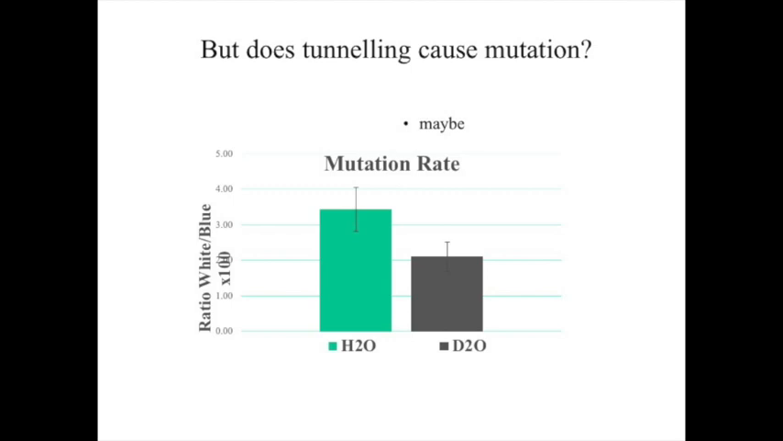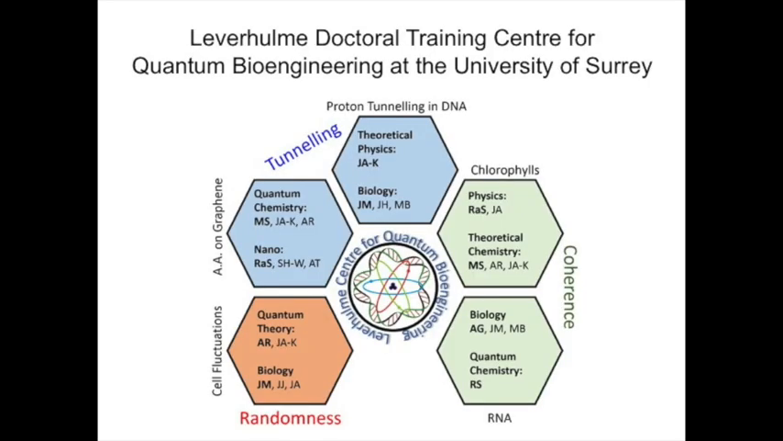I'll just mention one other thing, which may be of interest. We've now established, with funding from the Leverhulme Trust, after doing nothing but chatting over a cup of coffee or a beer over the years, we've finally got some money to do some quantum biology at the University of Surrey. The Leverhulme Trust gave us the funding to establish a doctoral training center in quantum bioengineering, involving a lot of different scientists at the University of Surrey, looking at photosynthesis, tunneling, and all sorts of quantum theory and all sorts of other areas of biology that are looking for quantum mechanical effects.